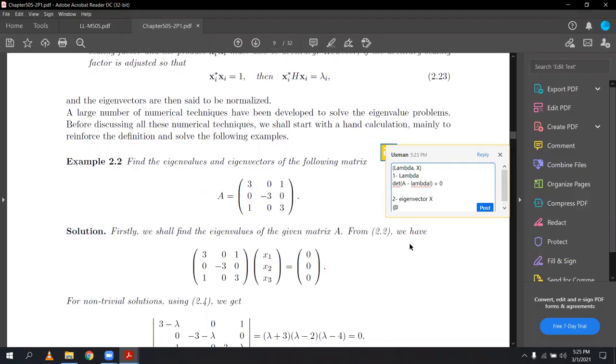which we call X. And how can we find this X? With the help of the homogeneous system, which we call A minus lambda I times X must be equal to 0. So we have to solve the homogeneous system.